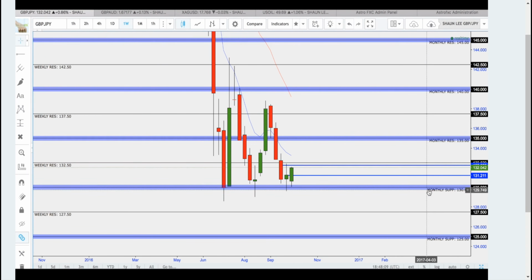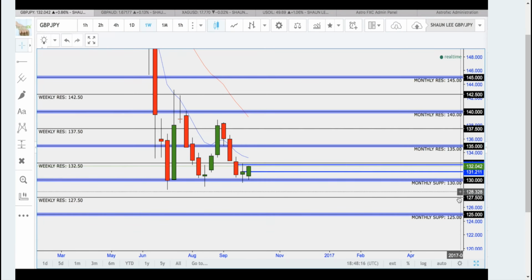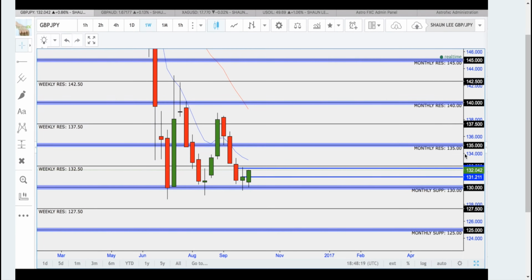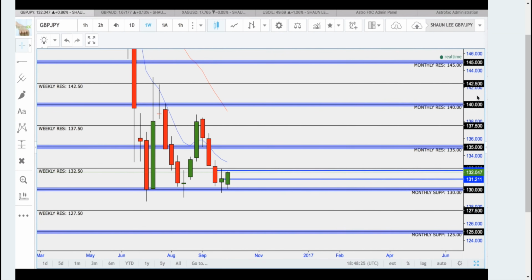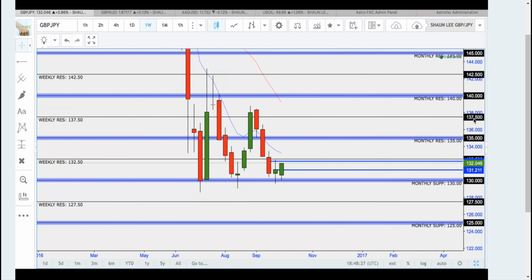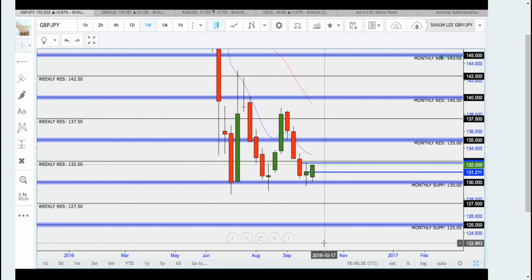Let me start from the bottom. I've got 125, 130, zoom in there a little bit. 125, 130, 135, 140, 145. Monthlies, bang on. You guys know what to do now. Play with the coordinates and so forth. And then the weeklies are just 250 pips. So 142.50, 137.50, 132.50, 127.50. So pause the video, screenshot this, do whatever you please.